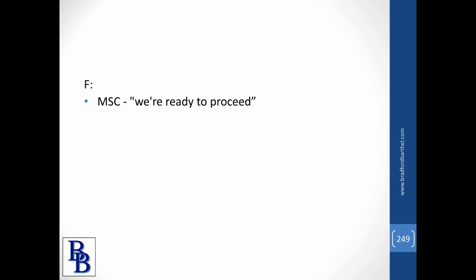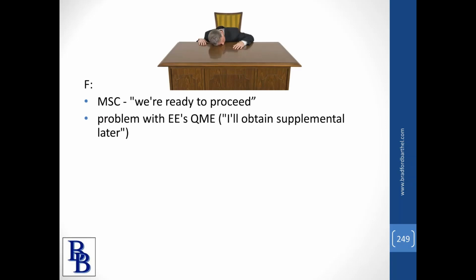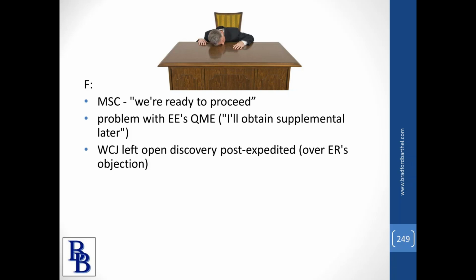There's a little fact pattern. At MSD, it was declared that they were ready to proceed to trial. The problem with applicant's QME was identified by the defense, and I believe by the judge here, and the applicant said, well, I'll get a supplemental later. And the judge, hearing that, said, well, I'll leave open discovery post-expedited, and this was over the employer's objection. Subsequently, in the FNA, the judge awarded the applicant benefits based on that supplemental, the supplemental that was only obtained and allowed into evidence because the judge allowed discovery to remain open.